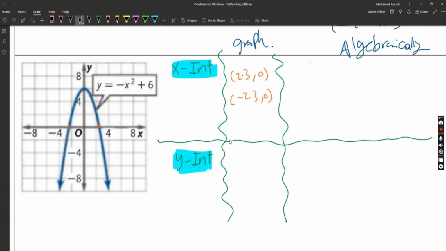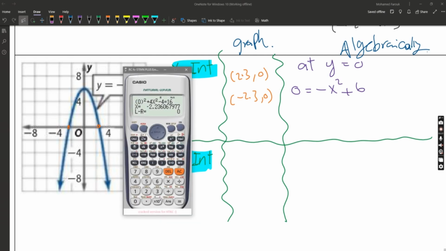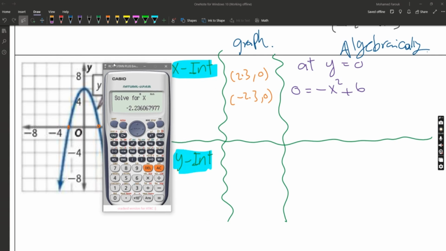Let's confirm it algebraically. We have this equation. We will set y to be 0. So it will be 0 is equal to -x squared plus 6. All of these equations, you can solve by working out your algebra steps, but I prefer to do it with the calculator. You can do it as a quadratic equation, but right now I prefer to write this equation down. So it will be 0 is equal to -x squared plus 6. And then I will solve it. It will tell me for which value of x.